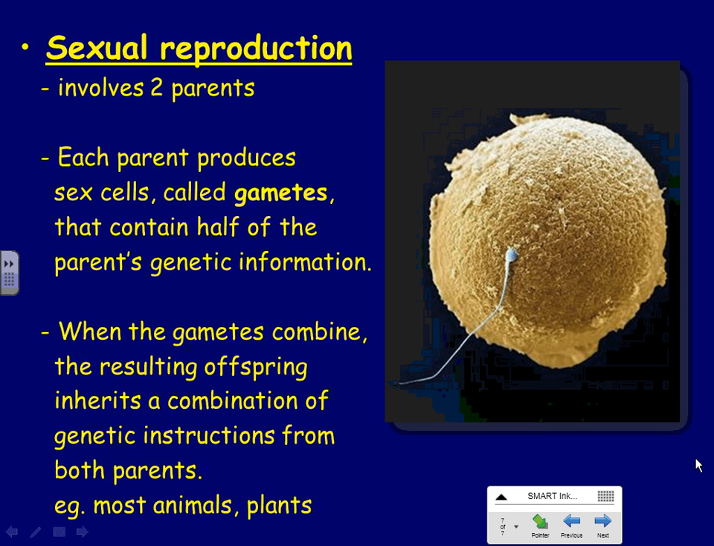Sexual reproduction involves two parents. Each parent produces sex cells called gametes that contain half the parent's genetic information. When the gametes combine, the resulting offspring inherits a combination of genetic instructions from both parents. Most animals and plants reproduce this way.